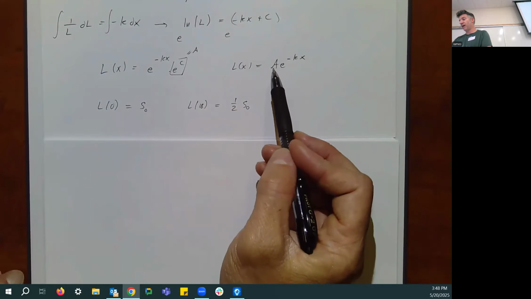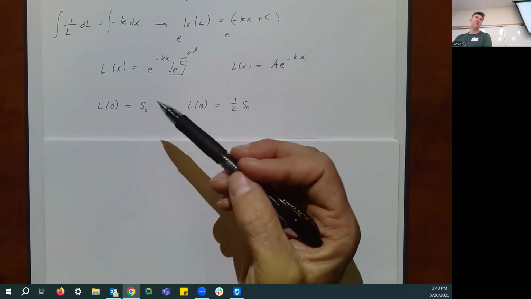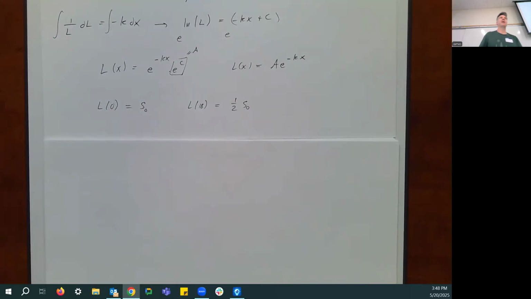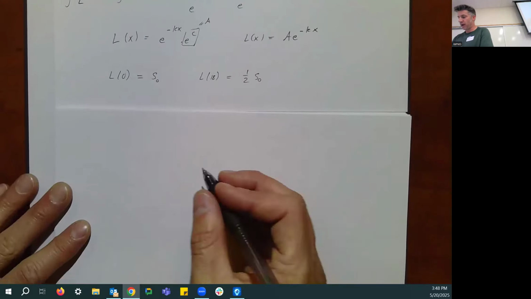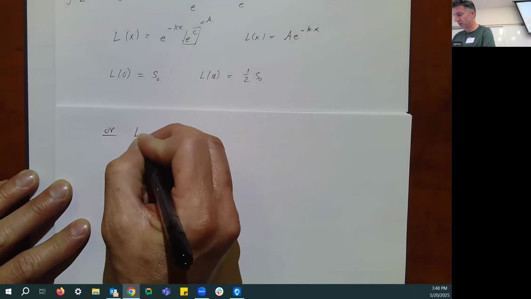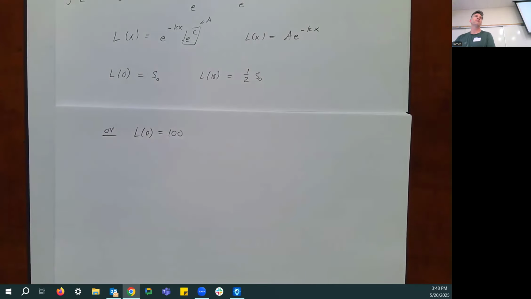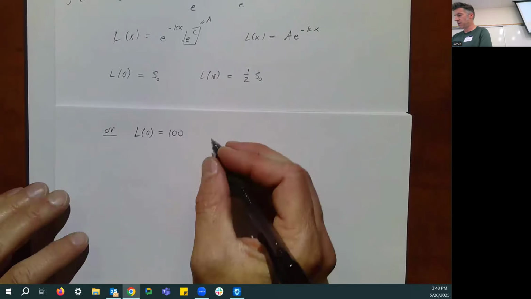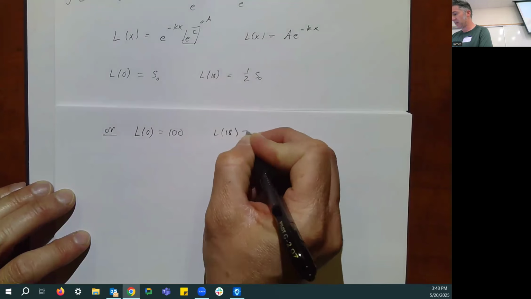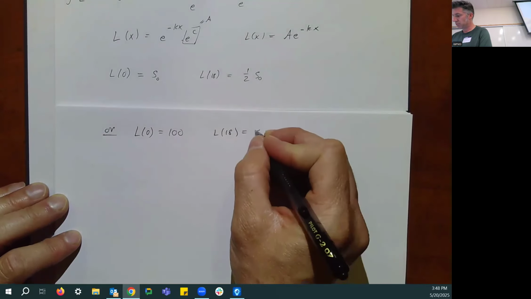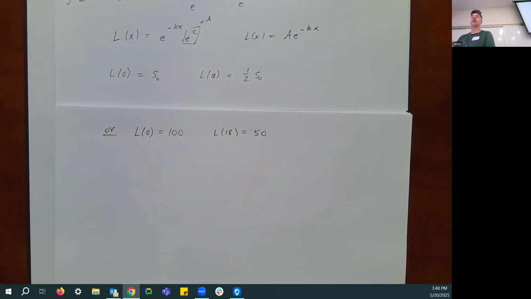This A, though, really is our S naught. So I could have just called it A, in fact. You can do it this way, but that's not what I prefer to do. I like to just make up numbers, to be really honest. I like to say, cool, at the surface with a depth of 0, the light intensity is 100% of what you get. So just call it 100. Totally fine. And then 18 feet deep, the light intensity is half of 100%.